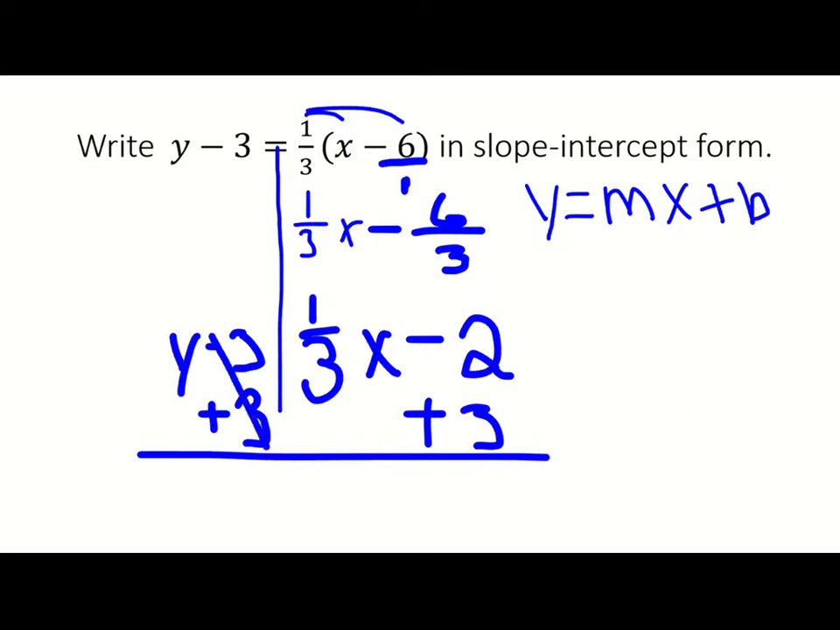When I add 3 to both sides, I'm going to be left with y equals 1/3 x, and negative 2 plus 3 is positive 1. So I now have it in the form y equals mx plus b. This easily tells me the slope is 1/3 and the y-intercept is at 1, because that's what slope-intercept form is used for.